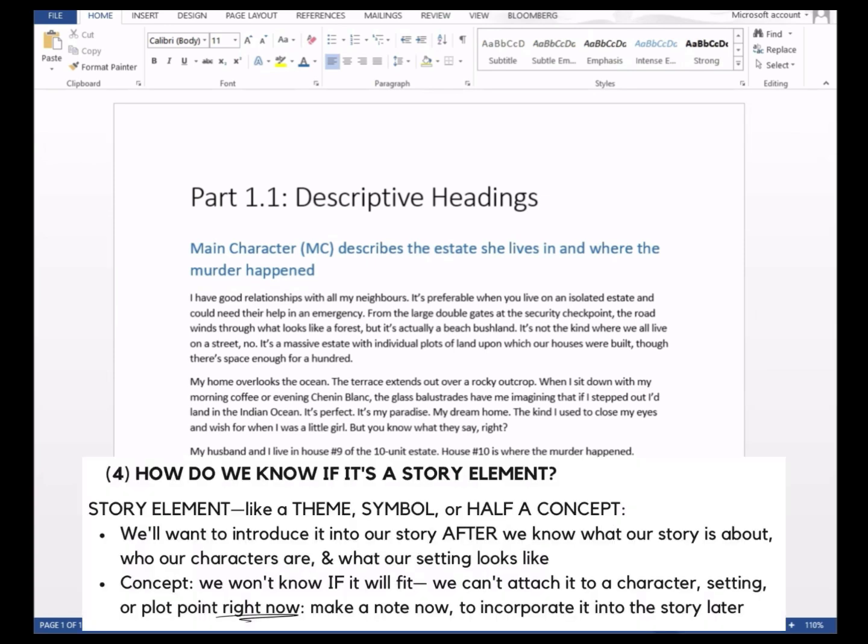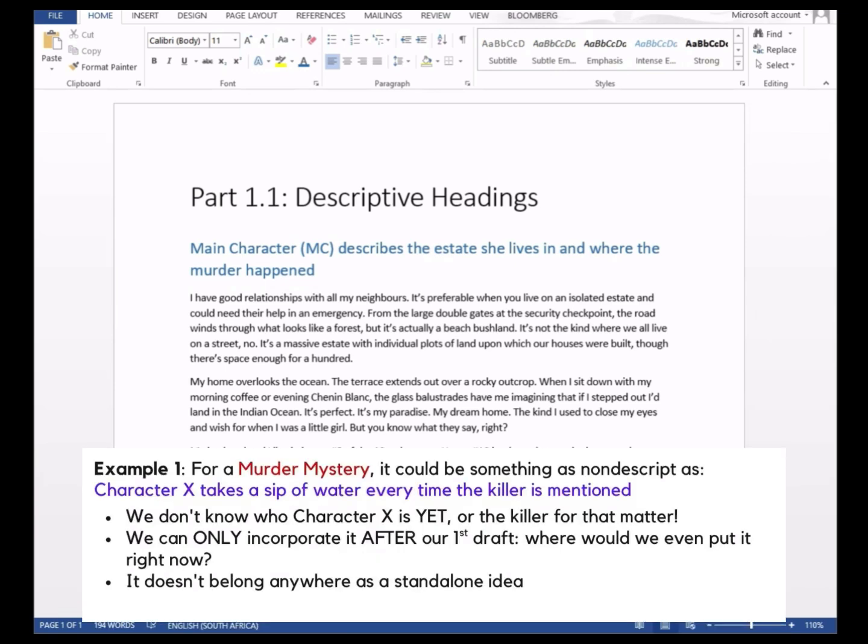And fourth, or lastly, if our idea is a story element, like a theme or a symbol or half a concept we dreamed about one night, it'll be obvious that we can only add it to our story after we know what our story is about, who our characters are, and what our setting looks like. Because as a concept, we won't be sure where or even if our story element will fit, because we can't attach it to a character, setting, or plot point right now. Let's look at two examples to show you what a story element could look like.